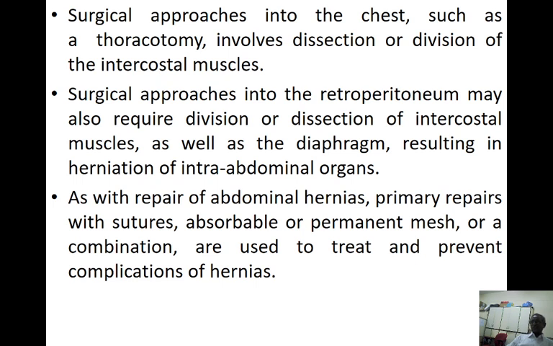As with the repair of abdominal hernias, primary repairs with sutures, absorbable or permanent mesh, or a combination are used to treat and prevent complications of hernia. So these hernias can be treated with sutures, absorbable or permanent mesh, or a combination of both, such that the hernia and its further complications are prevented. What are the further complications? I told you already, it is because of the loss of blood, and because of the loss of blood there is a chance that the tissue may necrose and lead to ulceration.